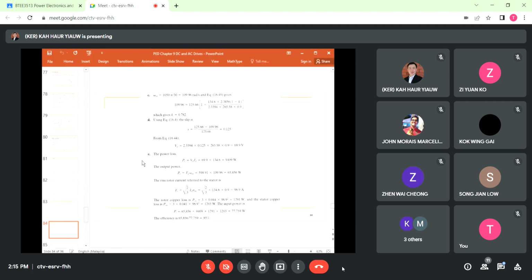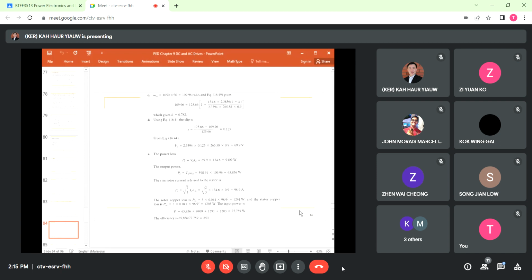In part E, the power loss is equal to 9409 watt. The output power P out is equal to this equation that gives the value of 65,856 watt. The RMS rotor current referred to the stator IR prime is equal to 98.9 amp.